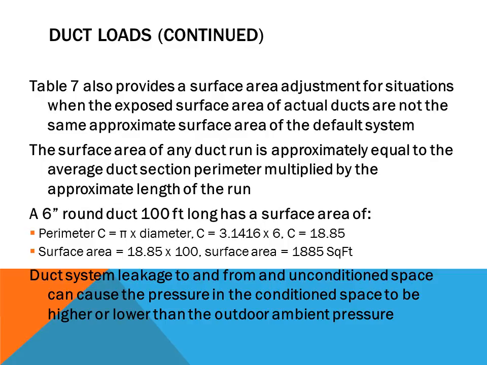We're looking at table 7, which is used to provide surface area adjustments for situations when the exposed surface areas of actual ducts are not the same sizes or surface areas as the default system. For example, a 6-inch round duct, 100 feet long, has a surface area of, we look at the perimeter, C equals pi times the diameter.